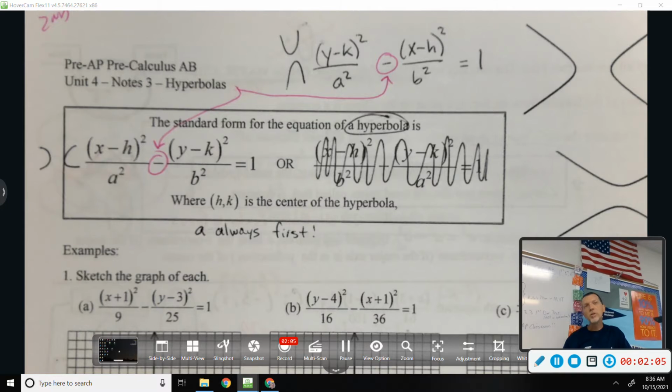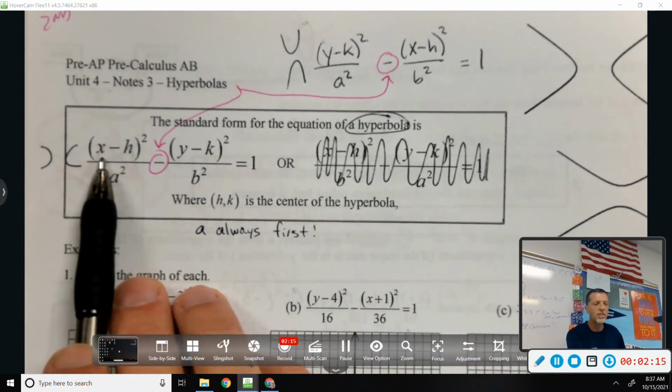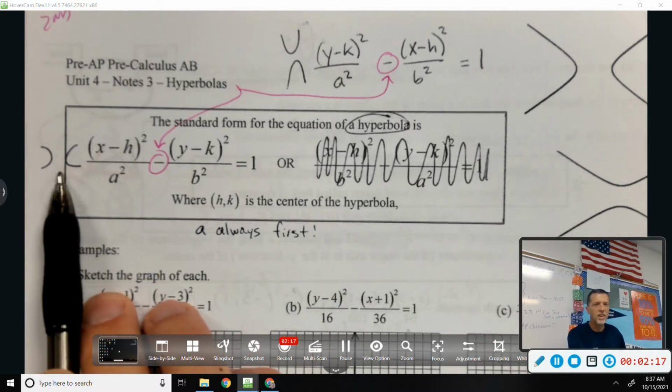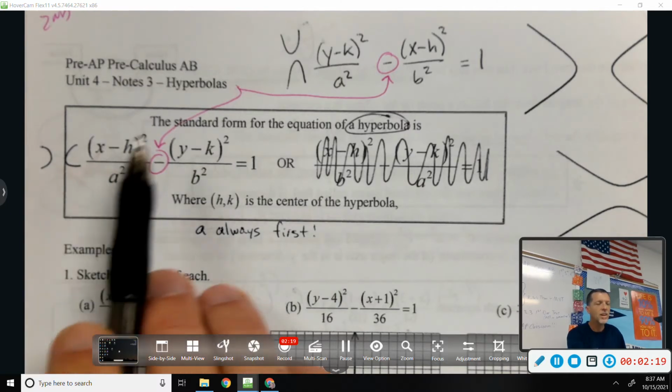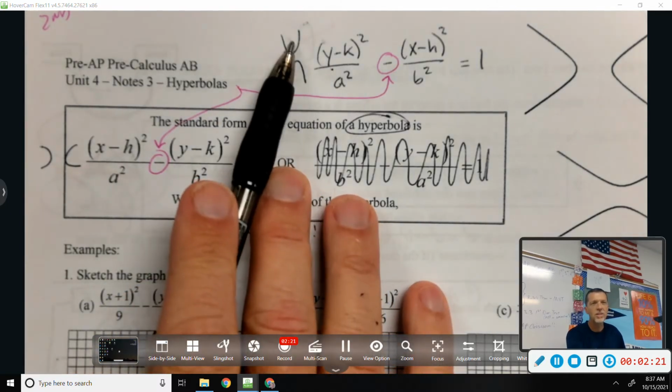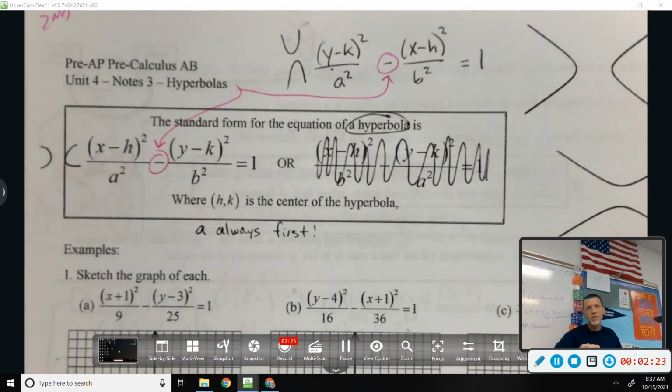For an ellipse, it's which one was bigger, right? Which denominator was bigger determined the orientation. No, wait, if x comes first, it's left and right. If y comes first, it's up and down, because y is the up and down variable, x is the left and right variable.